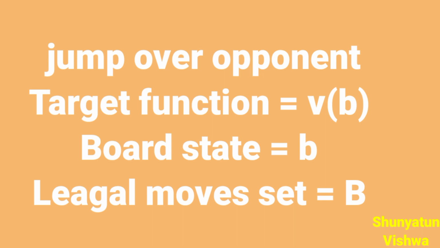Okay, so the target function is represented by V of b, the board state is represented by small b, and the set of legal moves is represented by capital B. Okay, so why do you need a target function? You need a target function because you need to find out what type of knowledge is learned by the machine, and whether that knowledge will be useful for the machine in the implementation or not. Okay, done. So this is about the target function, and we have 4 possibilities now.